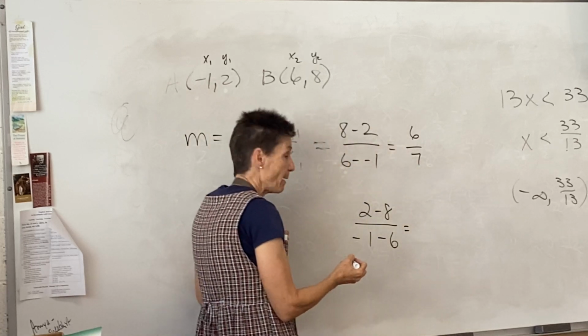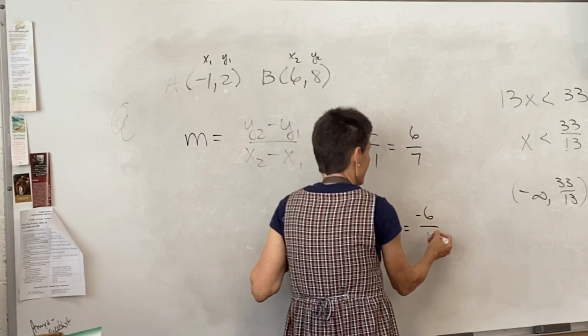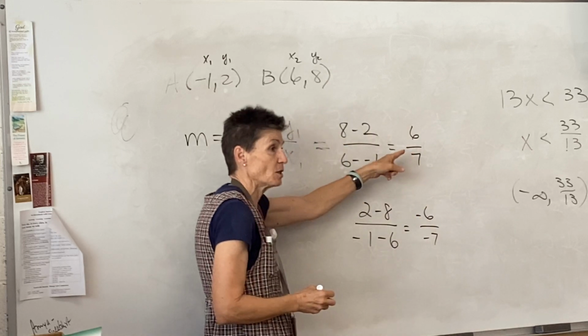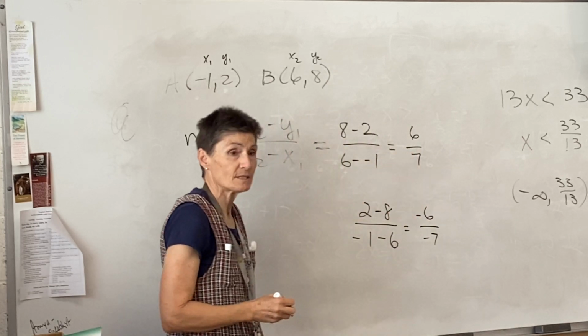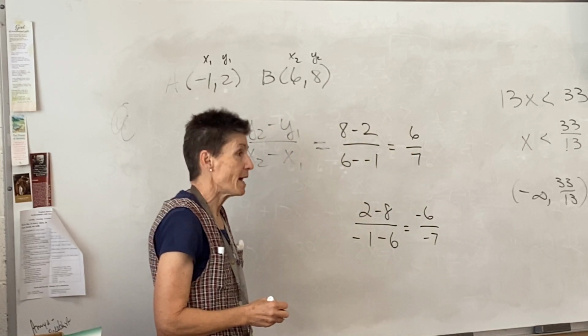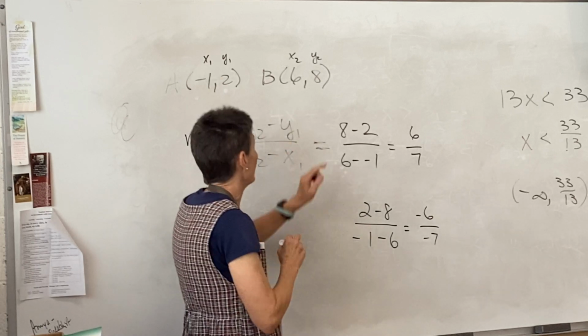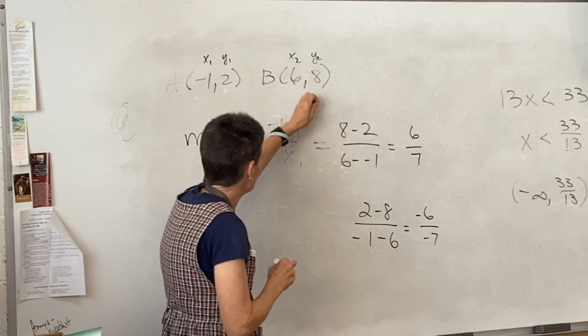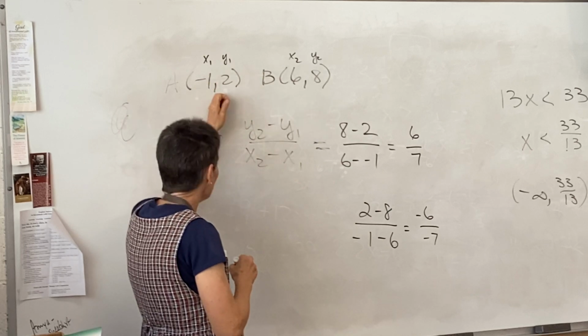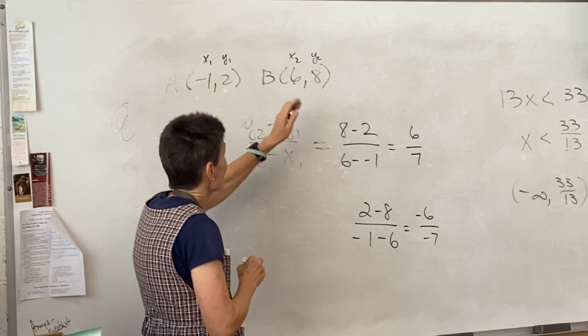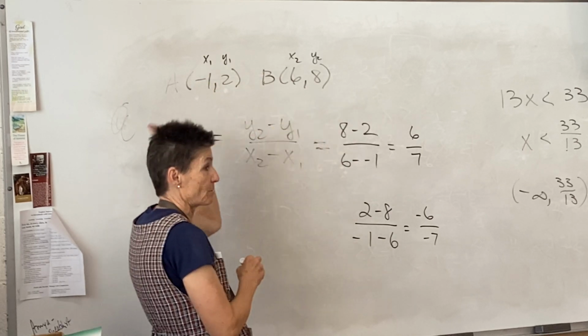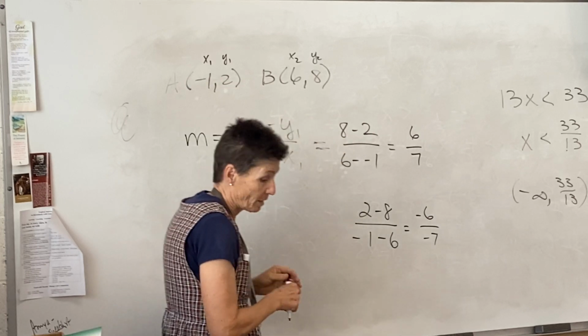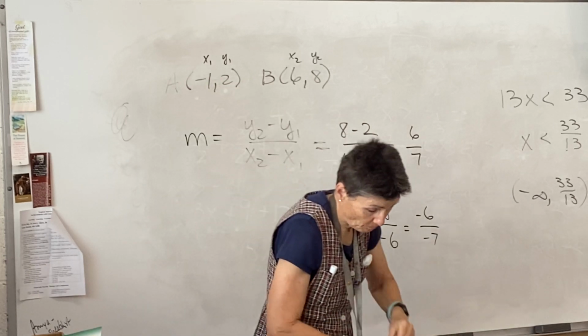Now, you see what's going to happen? I'm going to get negative 6 over negative 7. Is that the same slope? Isn't that 6/7? So it doesn't matter which direction you go. 2 minus 1, 1 minus 2. It doesn't matter as long as you go the same way with both letters. All right, would you go ahead and find the slope for B?